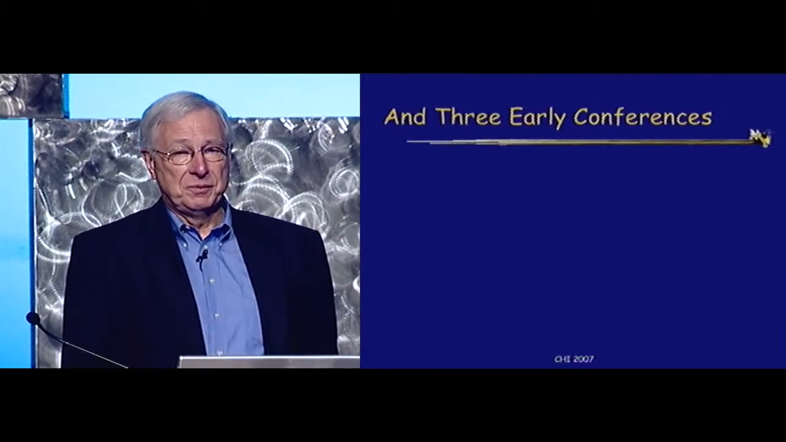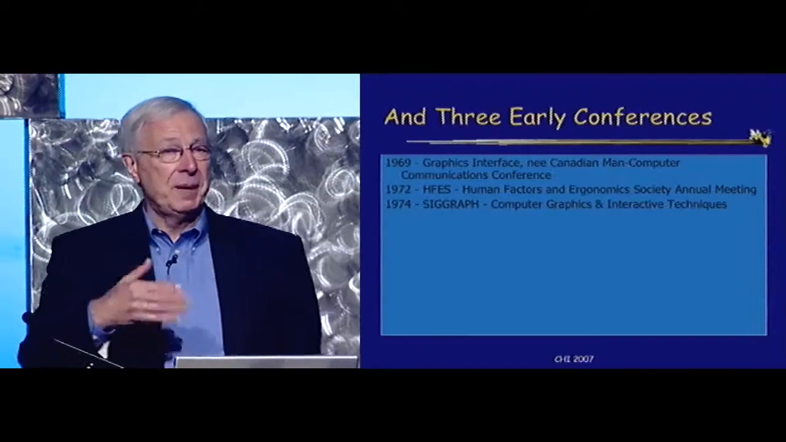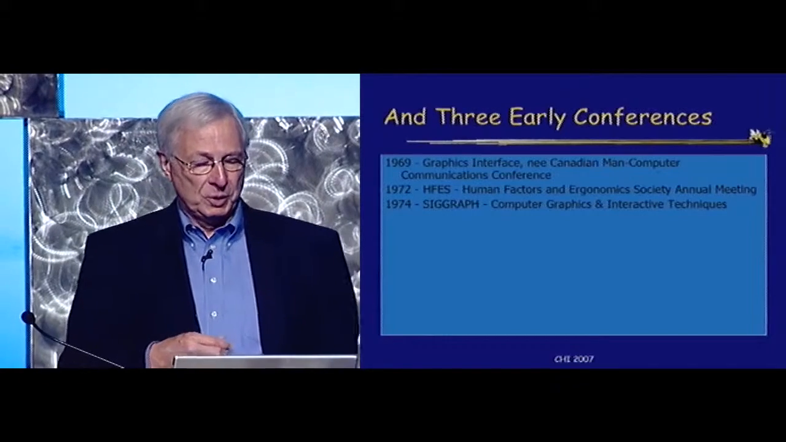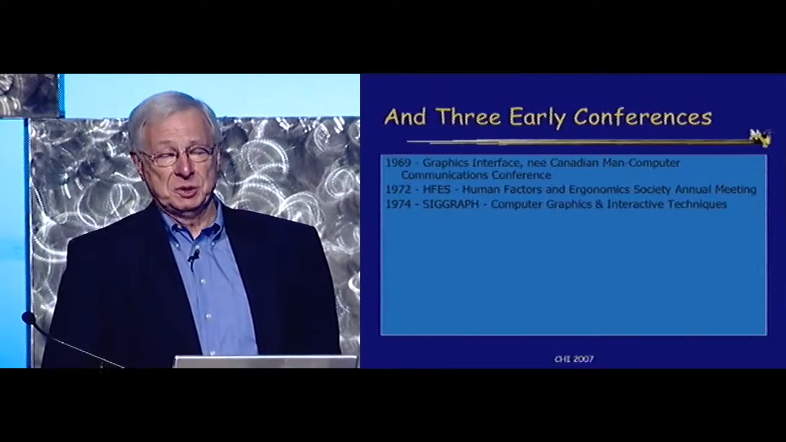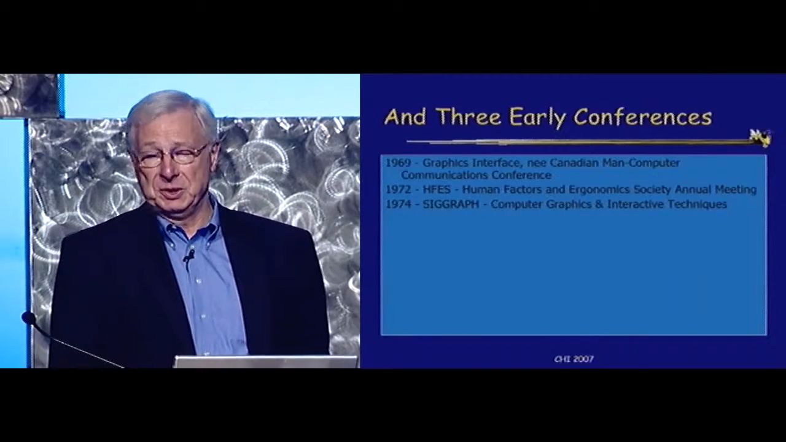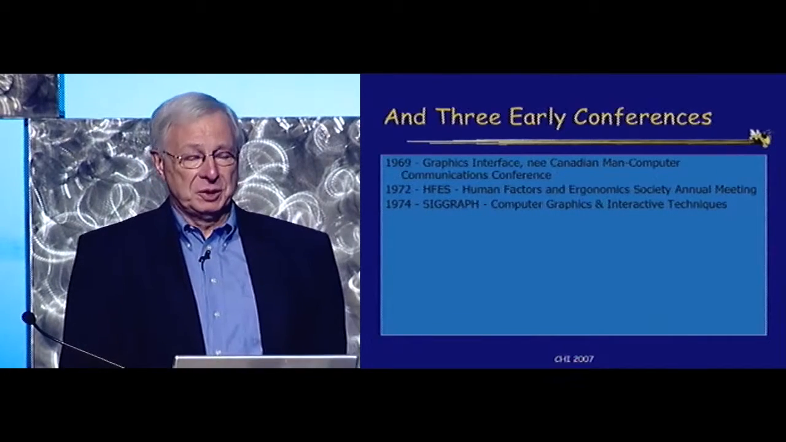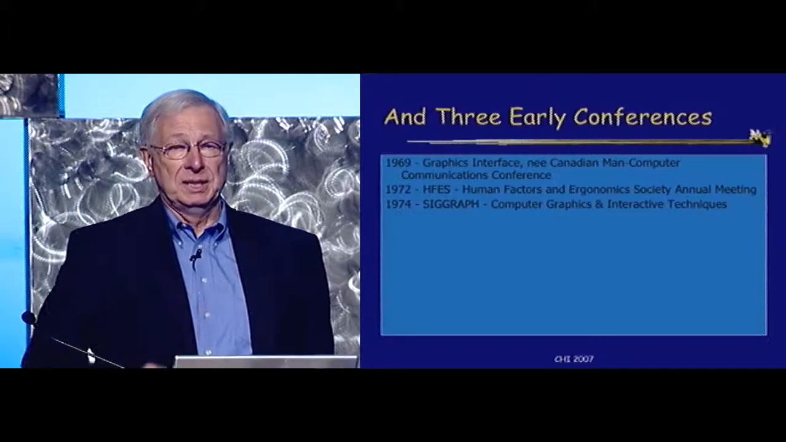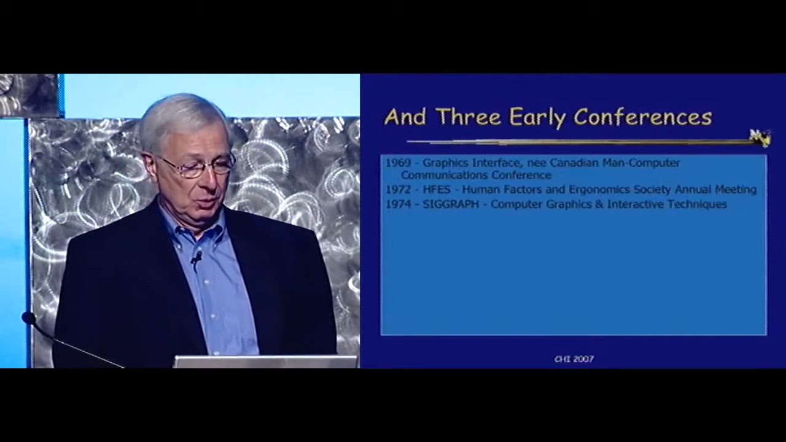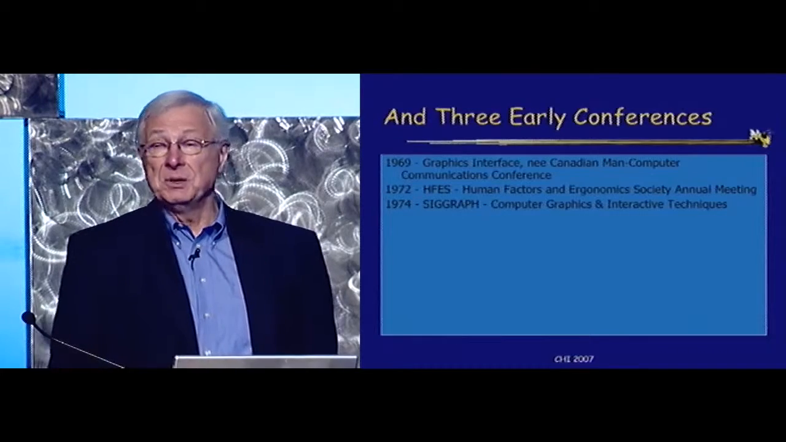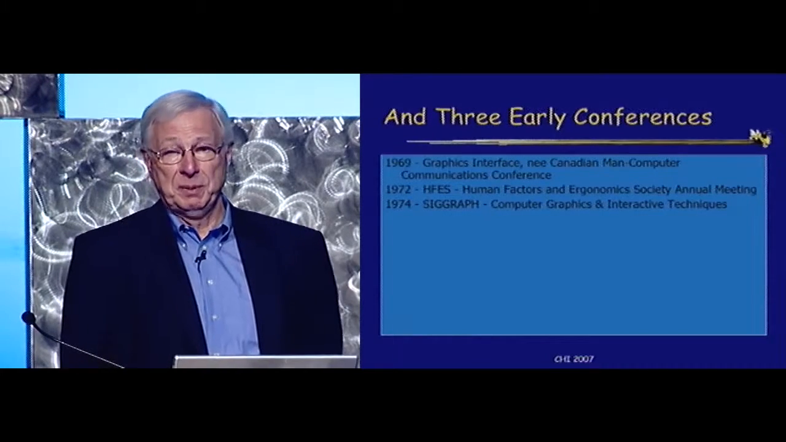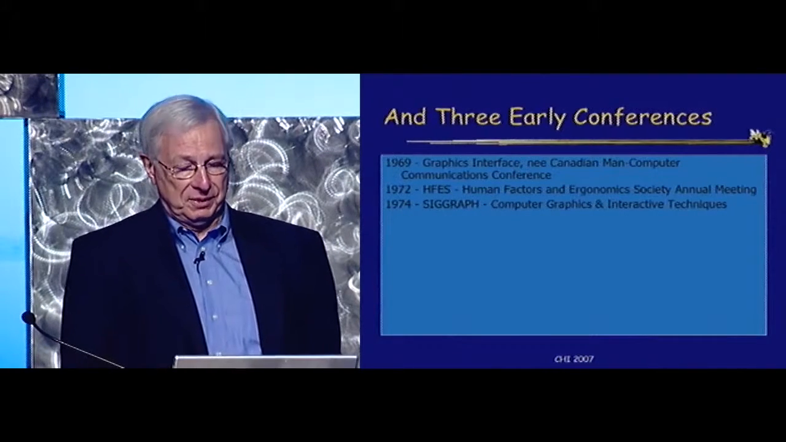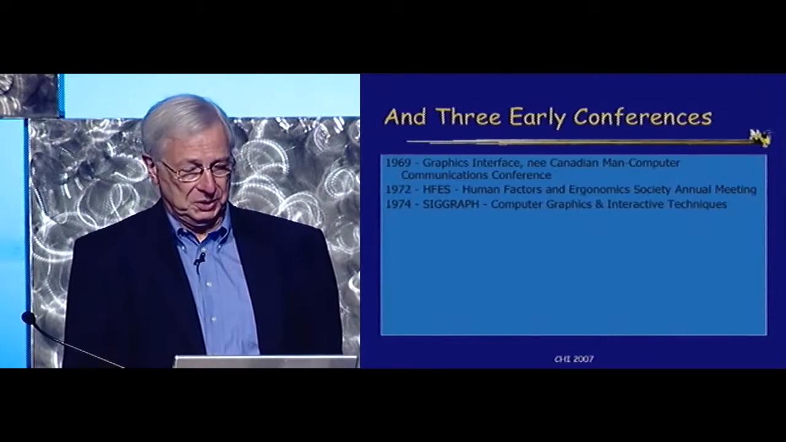In the old days, there were just a few conferences. Best I've been able to determine, the first conference that published proceedings was what was originally called the Canadian Man-Computer Communications Conference and later became Graphics Interface, a series that continues to this day. Human Factors and Ergonomics Society, which then was just the Human Factors Society, had been holding annual meetings even before 1972, but their first published proceedings was in '72. And if you go online and go to their index, you'll find a number of nice papers about user-computer interfaces back in that time. And in 1974, the SIGGRAPH Computer Graphics Interactive Techniques Conference started.